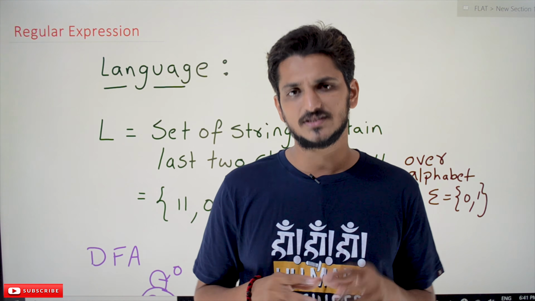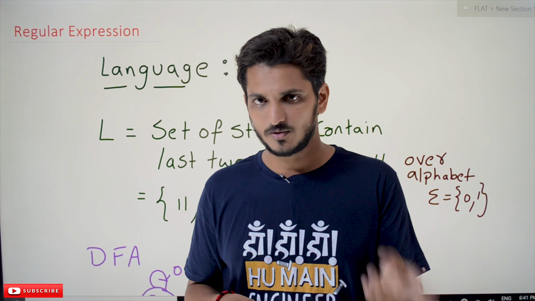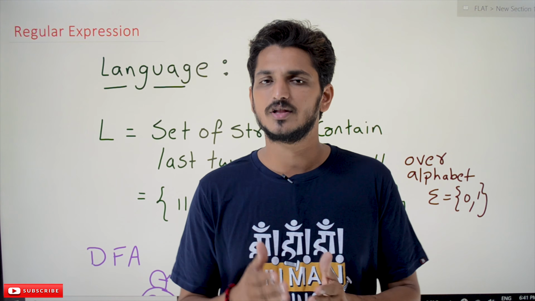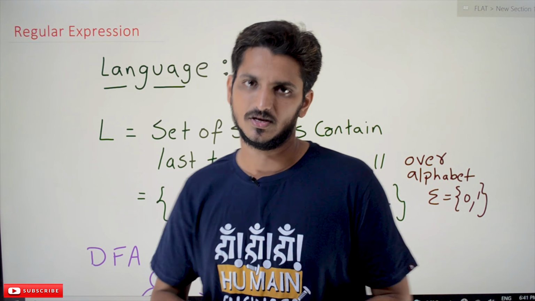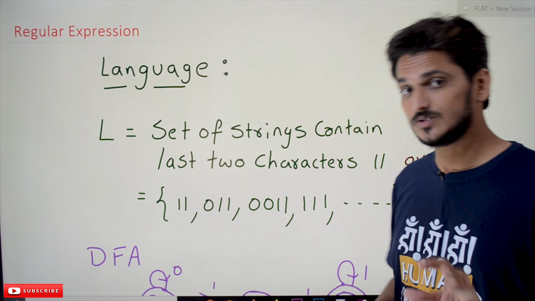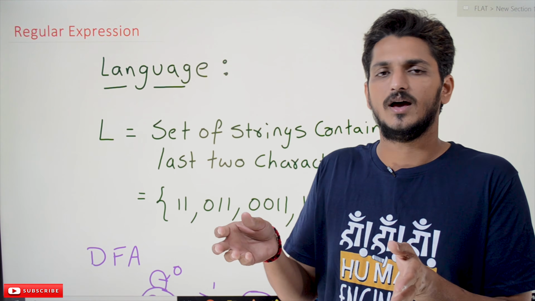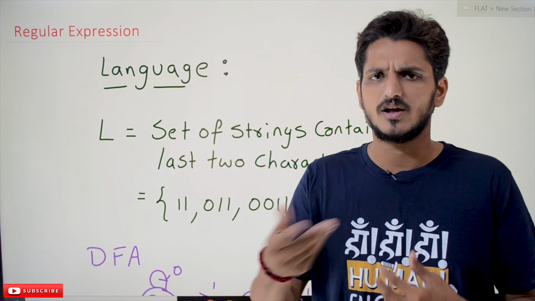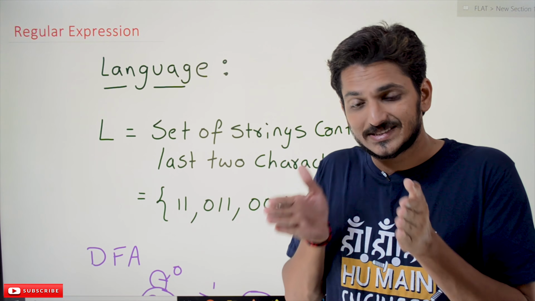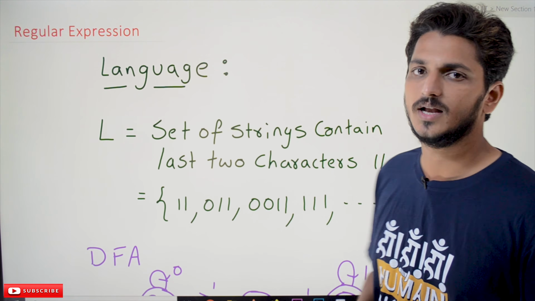Coming to today's class, first we will refresh the concept of language which we discussed in our previous class. Then we continue with our concept called regular expressions. In our last class we discussed that a language is a set of strings over an alphabet. Let's assume that our alphabet is 0 1, so it's the set of strings that we call a language. Let's take an example.